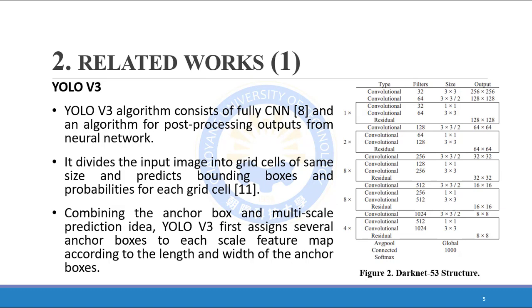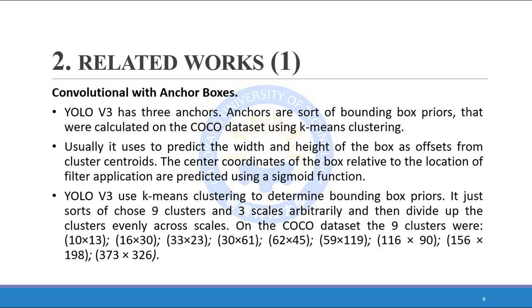By combining the anchor box and multi-scale prediction idea, YOLO V3 first assigns several anchor boxes to each scale feature map according to the length and width of the anchor box. In figure 2, we describe the Darknet-53 structure. YOLO V3 has 3 anchors, which results in prediction of 3 bounding boxes per cell.